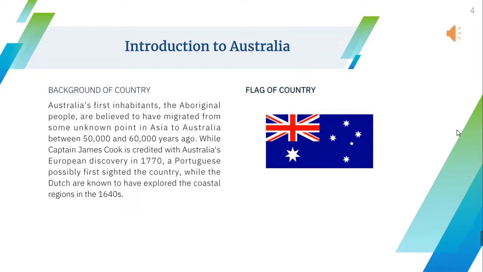While Captain James Cook is credited with Australia's European discovery in 1770, a Portuguese possibly first sighted the country, while the Dutch are known to have explored the coastal region in the 1640s. And next to that, we can see the flag of the country, Australia.